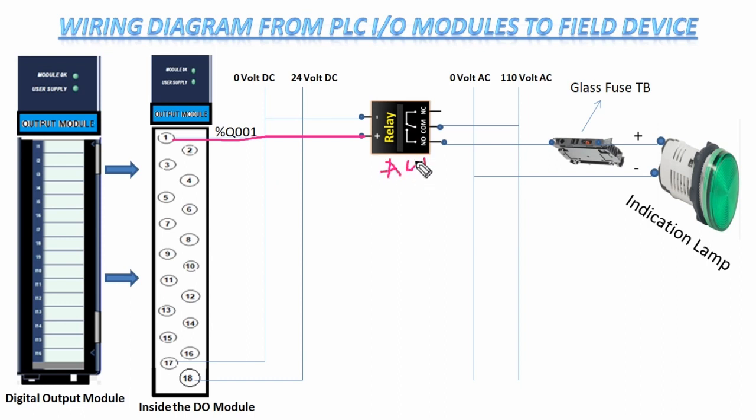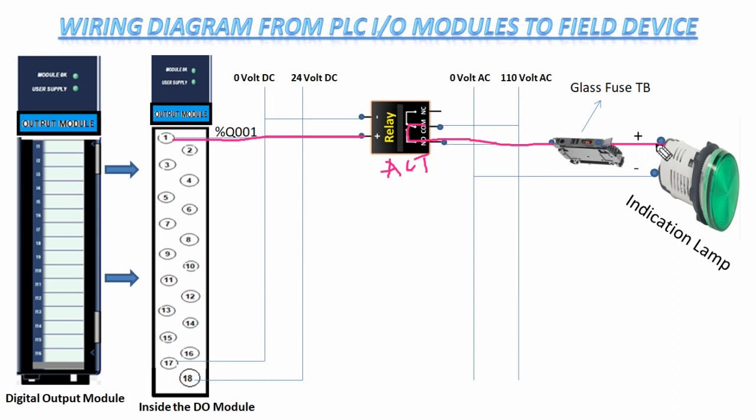So when this relay gets acted, the common terminal already has 110 volt DC at the common point. When the relay acts, the common and NO contact become connected, and the supply goes through the fuse terminal, the glass fuse, and then into the indication lamp. The indication lamp is one of the output devices in the PLC. There are many output devices available, such as contactors, solenoid valves, and power contactors, but in this case we used an indication lamp.